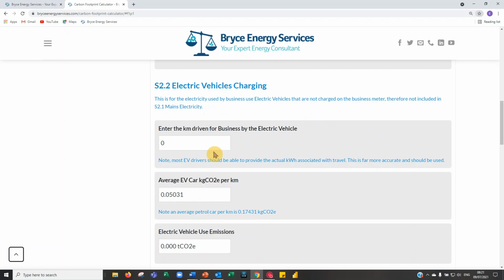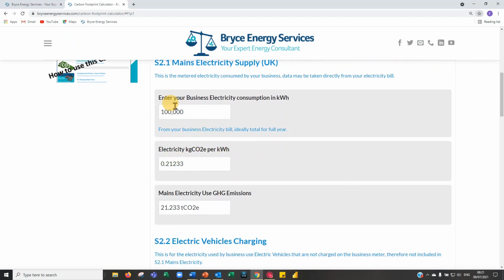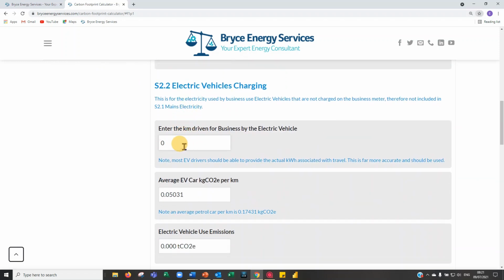Electric vehicles charging. Now, this number is entered in kilometers driven. So if you have an electric vehicle that is charged elsewhere, i.e. it's not included in your mains electricity. So if you have an electric charger plugged in at work, it should be included in this consumption number. But if you have electric vehicles that are charged off-site or in people's homes that are used for business, then ideally you should use the actual kilowatt hours.